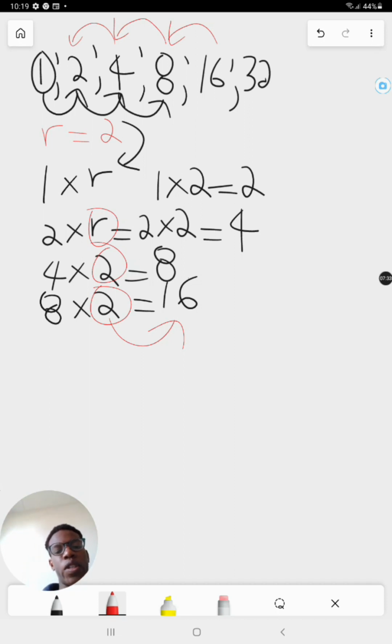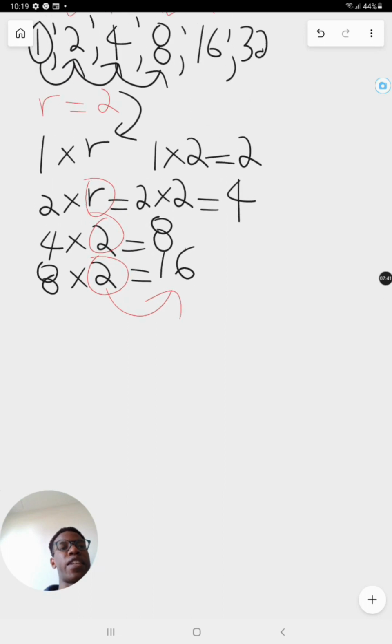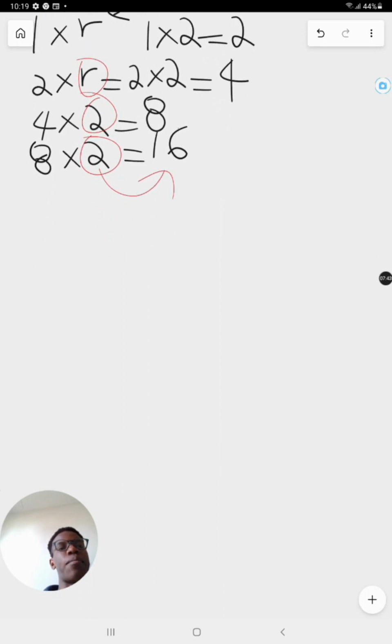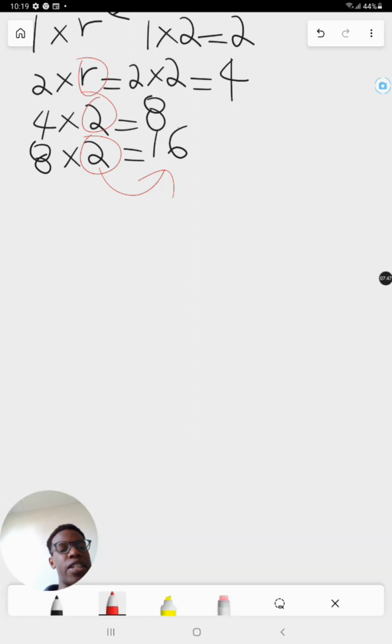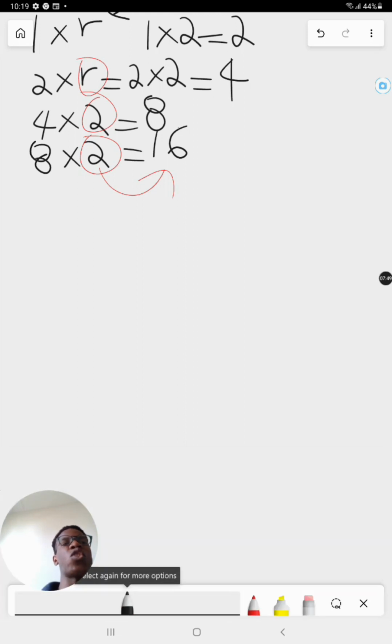Now, you will notice that as I'm multiplying each term by the common ratio, the numbers of the sequence get bigger. In this case, it's a sequence. The values of the terms of the sequence get bigger each time. They get bigger and bigger, and they don't lead to a certain specific value.